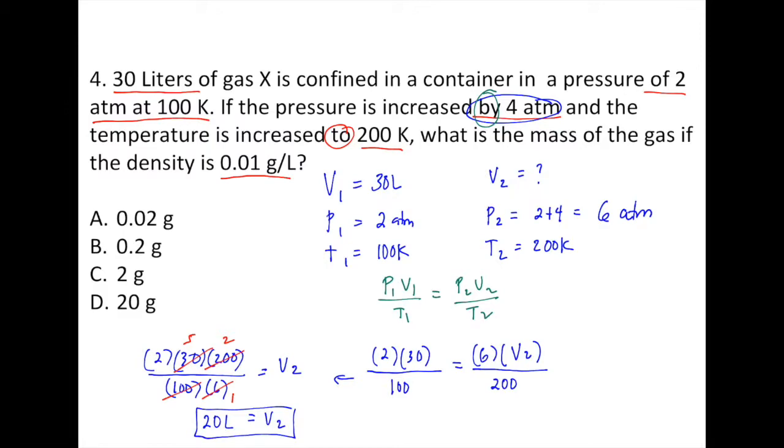However, we are not yet done since we are asked for the mass of the gas, and we are given here with density. So this one can be interpreted as 0.01 grams equals to 1 liter. So solving now, we have 20 liters multiplied to 0.01 grams over 1 liter, and then therefore 20 multiplied to 0.01, that is letter B, 0.2.